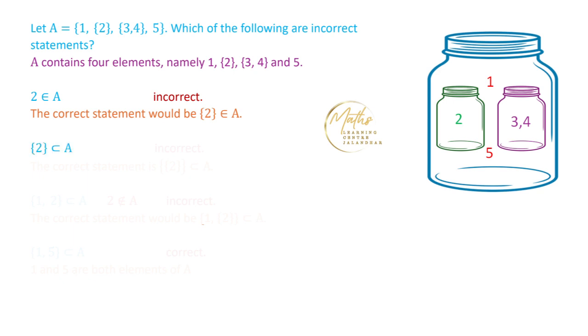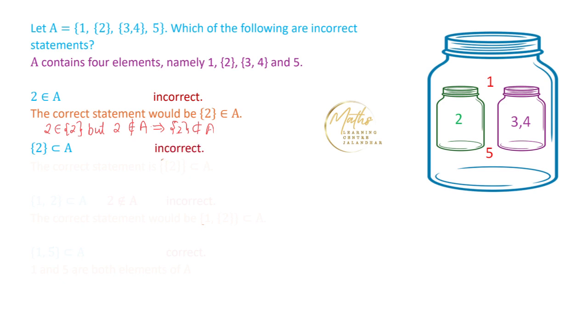Next is set {2} is a subset of A. When we are saying set {2} is a subset of A, it means we have to prove that the element 2 of the set {2} should be present in A. By the definition of subset, we are saying that 2 belongs to the set {2}, but 2 does not belong to set A. So this implies that the set {2} is not a subset of A.